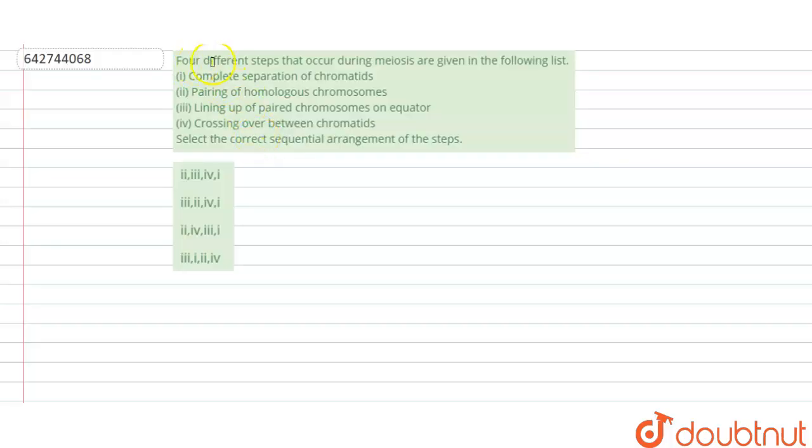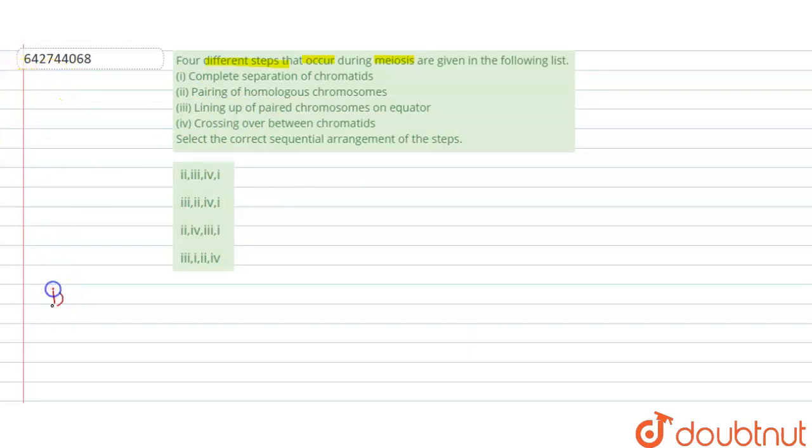So the question here is that four different steps that occur during meiosis are given in the following list. The first is complete separation of chromatids, then pairing of homologous chromosomes, lining up of paired chromosomes on equator, crossing over between chromatids. And we need to select the correct sequential arrangement of these steps. Whether it is 2, 3, 4, 1, 3, 2, 4, 1, 2, 4, 3, 1, then 3, 1, 2, 4. So here we'll have the numbering of these steps and then we'll explain it.